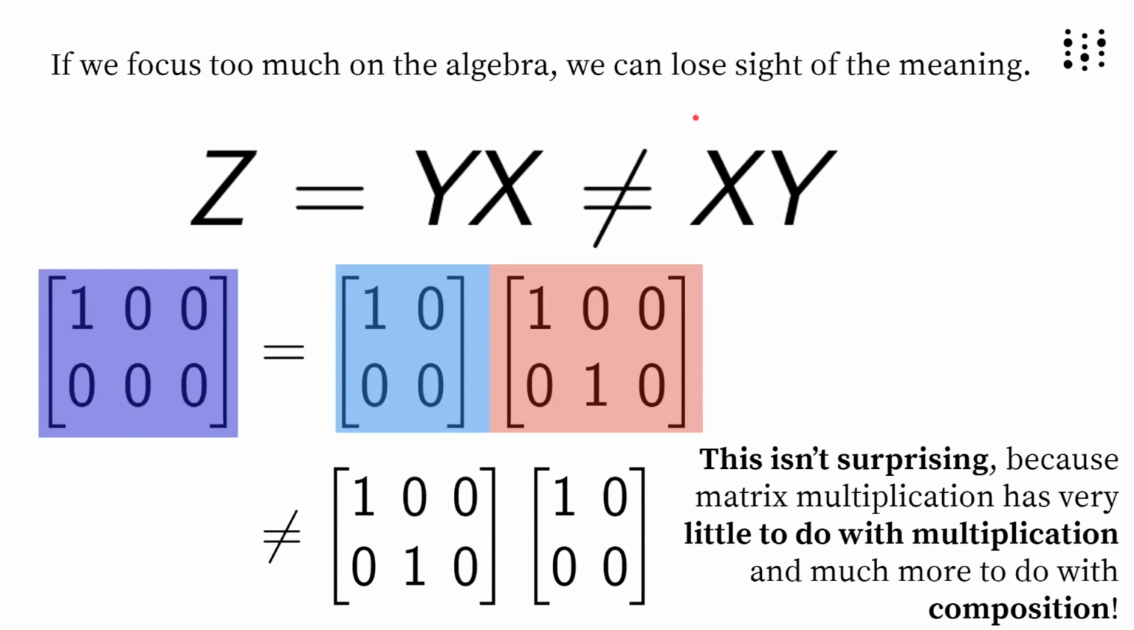But if we think of it as algebra, we would think of it as, oh, z is equal to y times x. And then we'd suddenly be surprised to find out that yx is not the same as xy. Even though with regular numbers, that's the case. 2 times 3 is the same as 3 times 2, and that's true for any pair. But that's generally not true with matrices. And people find this really surprising. I found it surprising when I first learned linear algebra.